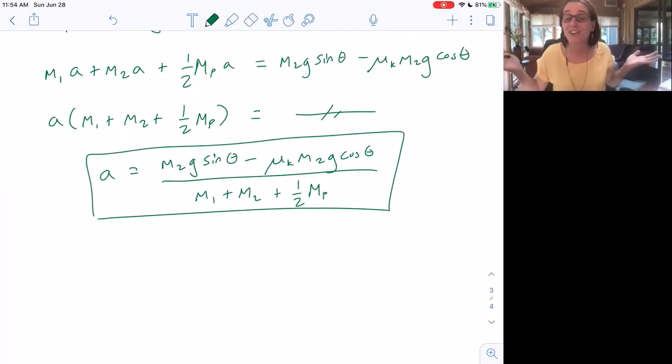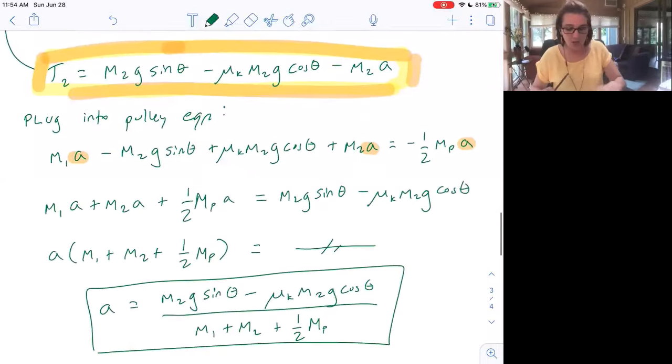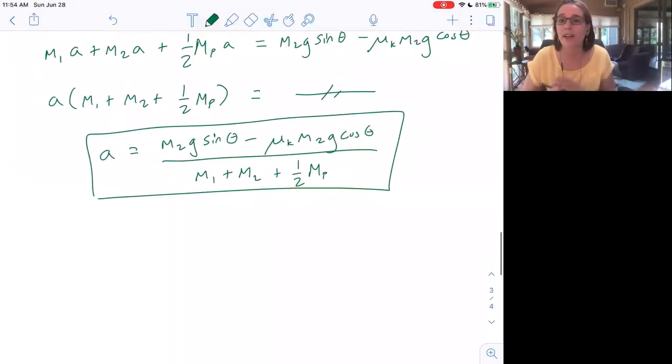Great, and that's our answer. And then if I wanted T1 and T2, I already have them defined here in just terms of A. And so I would just say T1 equals this, where A is that, etc. So that is the end of this problem. Hopefully you see how methodical Newton's second law can be, and that you just combine your equations of motion just like we always have. We just now can also include rotating objects. All right, let me know if you have any questions.